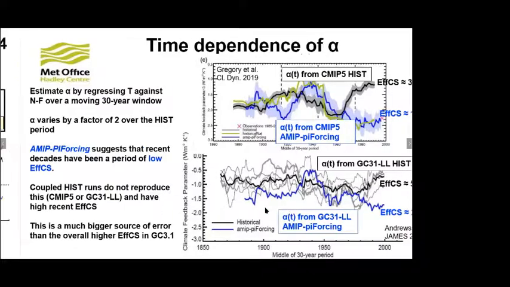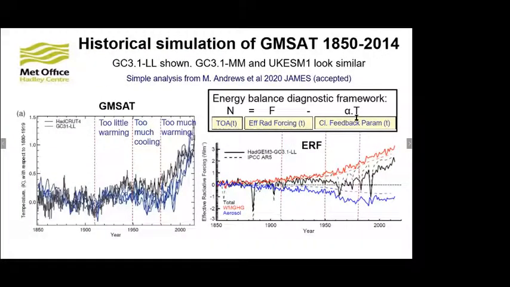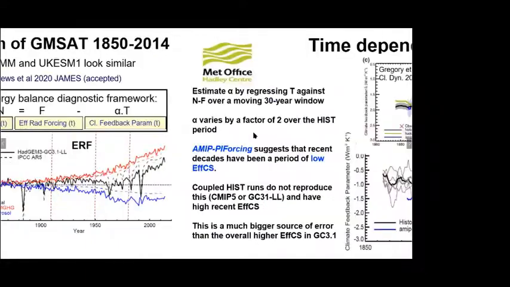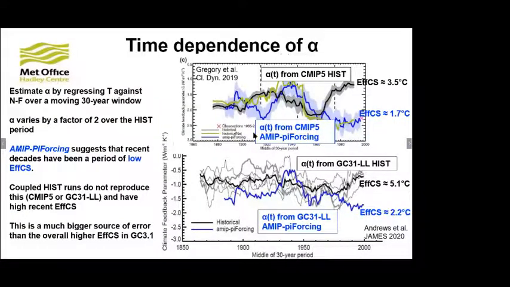Okay. So the other thing you can do for alpha is to make this by basically regressing N_T against N minus F through the run over some kind of moving window. You can diagnose alpha as a function of time. And that's what was done for some CMIP5 models in this Gregory et al. paper. That's the black curve here. And you can see that over the historical period, the effective climate sensitivity varies by a factor of 2, actually. And then if you give the model the observed SSTs rather than the simulated SSTs, you get the blue curve. So again, you get very strong historic time variation.